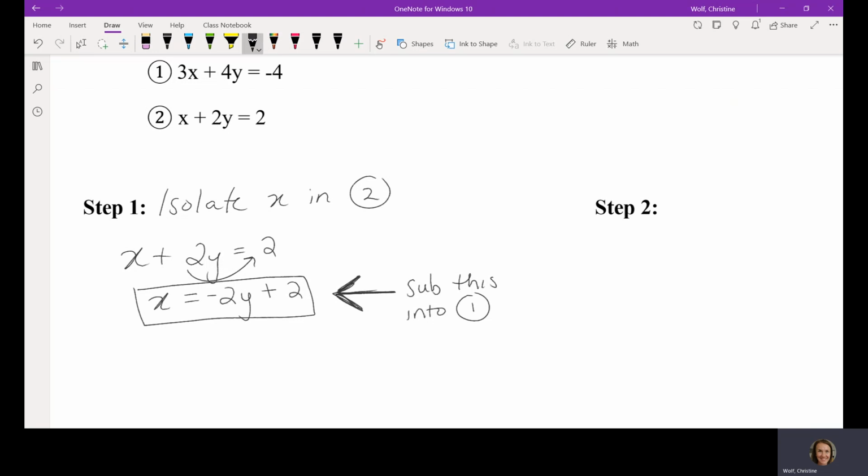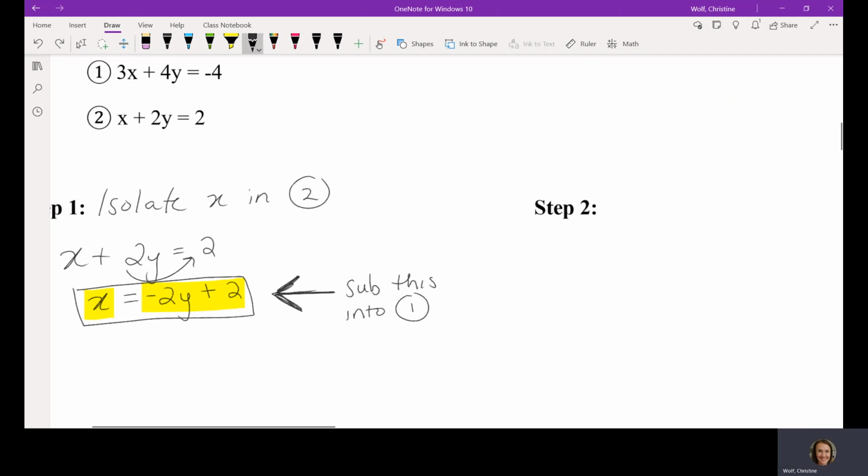So this means that wherever I see an x in equation number 1, I'm going to replace the x with that, because x and this are the same thing. That's what the equal sign means. They are the same thing. So we can replace x with that or sub x in with that. That's why it's called the substitution method. And we're going to see something interesting happen.